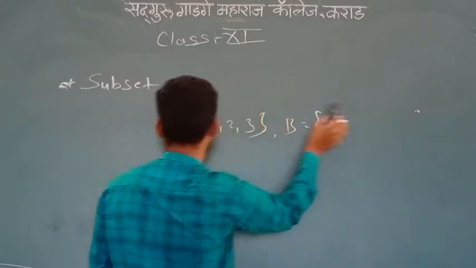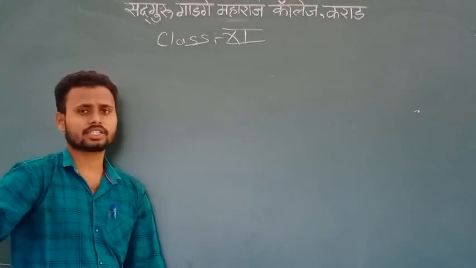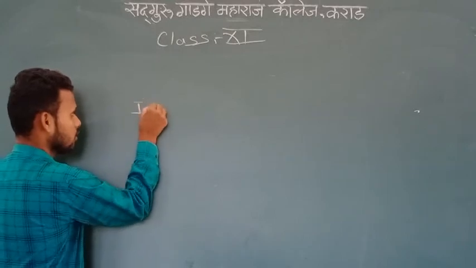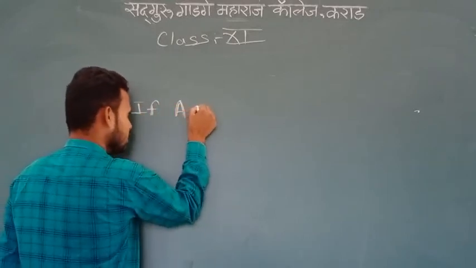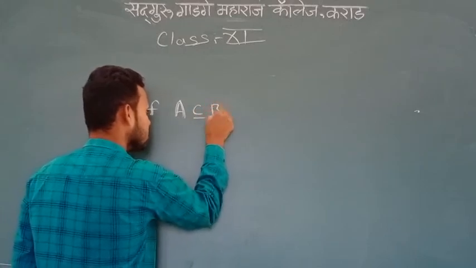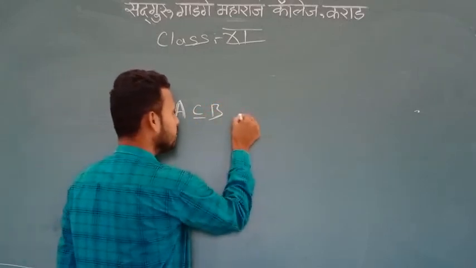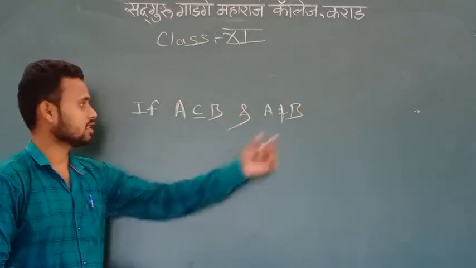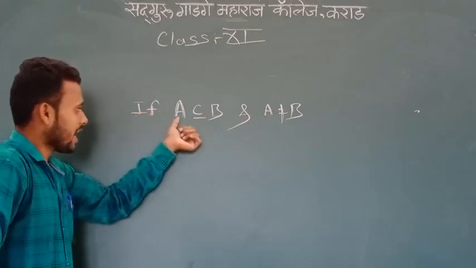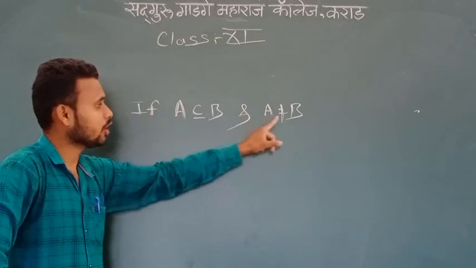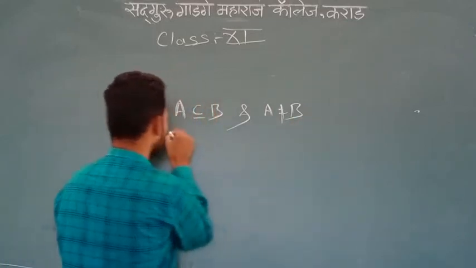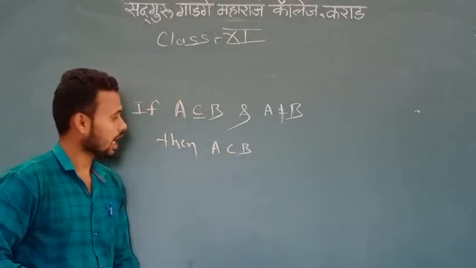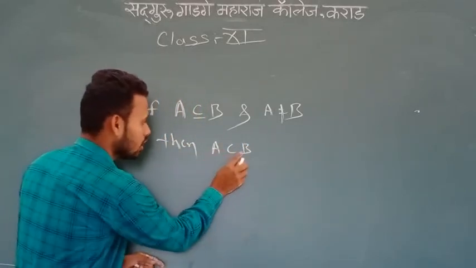Now next, proper subset. Here, if A is a subset of B, and A is not equal to B, this condition is very important. If A is a subset of B and A is not equal to B, then we say that A is a proper subset of B. Then you call A a proper subset of B, and it is denoted by that symbol.